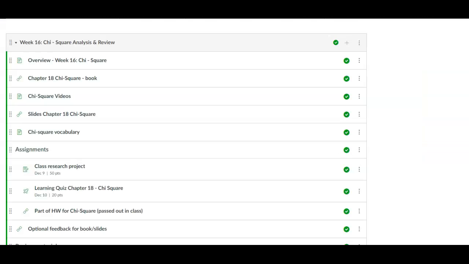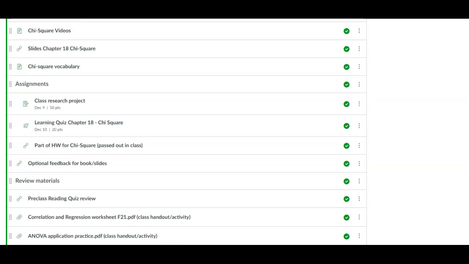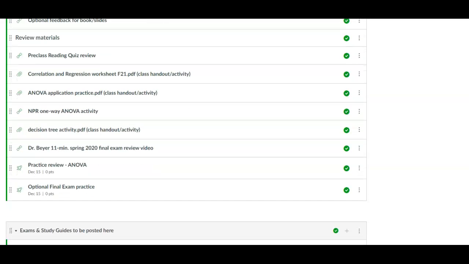If you look in your modules, you will see that we are on week 16. You'll see these review materials, some of which I'm going to go over today. We do have a practice ANOVA. You do have an optional practice exam. Both of these close on Wednesday night, so you need to take them if you're planning to wait to take your last exam until Thursday. If you want to take advantage of the practice, do so before Thursday morning. They'll close Wednesday night.